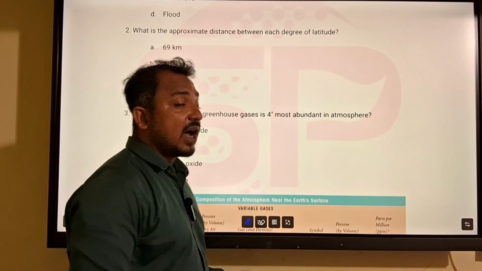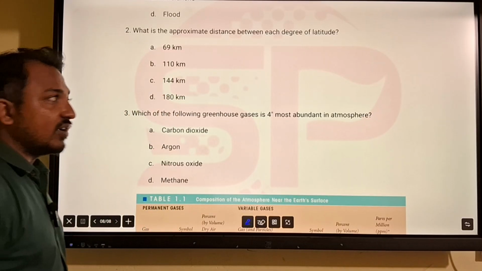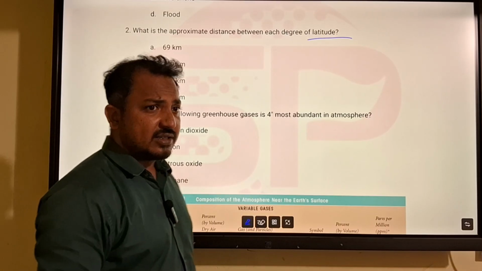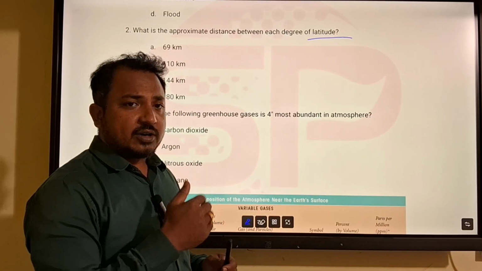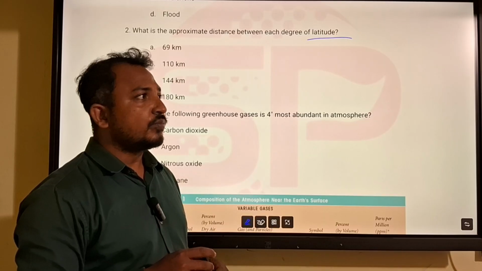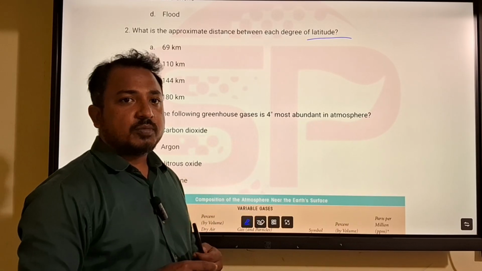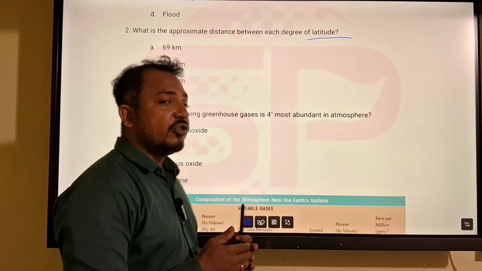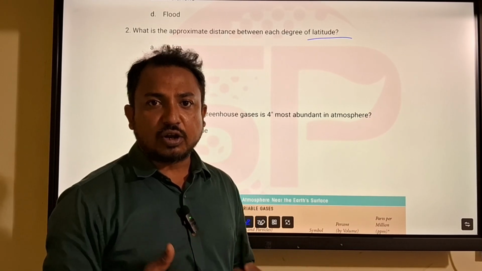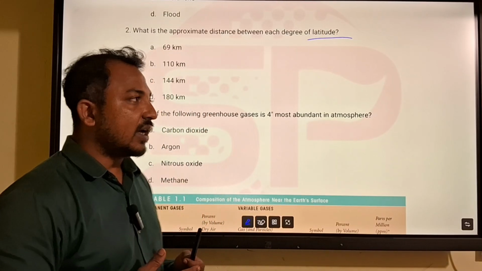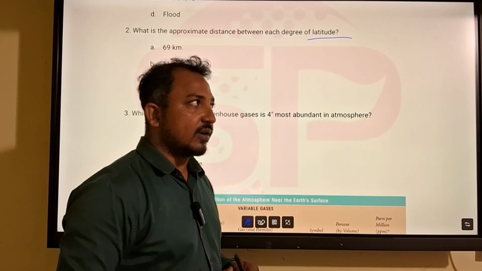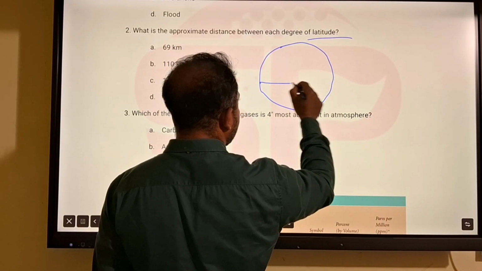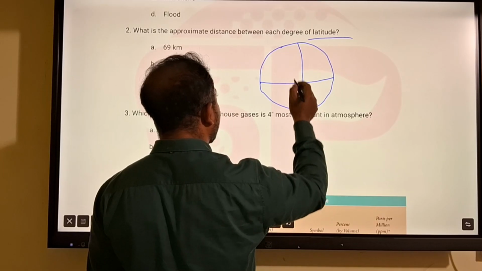Then, what is the approximate distance between each degree of latitude? So what is latitude? These are lines on the earth that run from east to west. There are two terms we use to define a precise location on the earth: latitude and longitude. This is Earth's grid system used to determine precise location on earth. Latitude runs from east to west, and longitude runs from north to south.